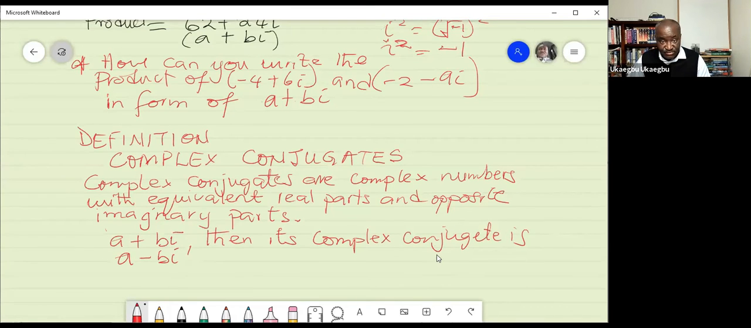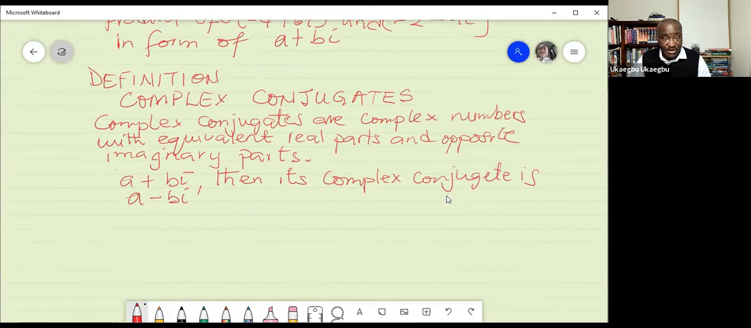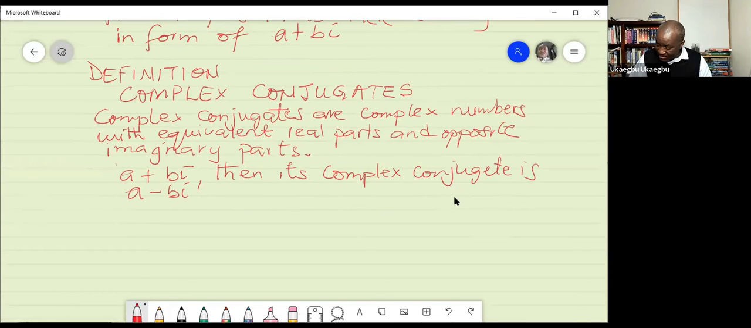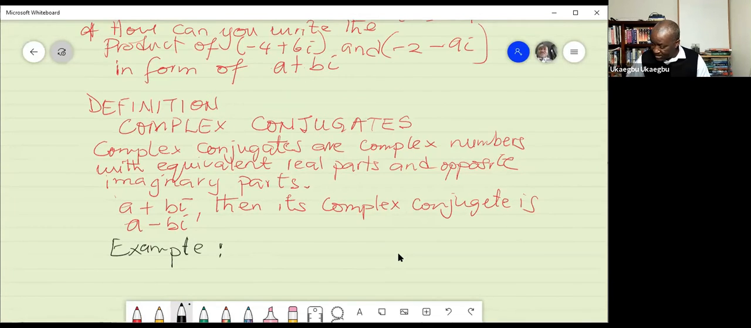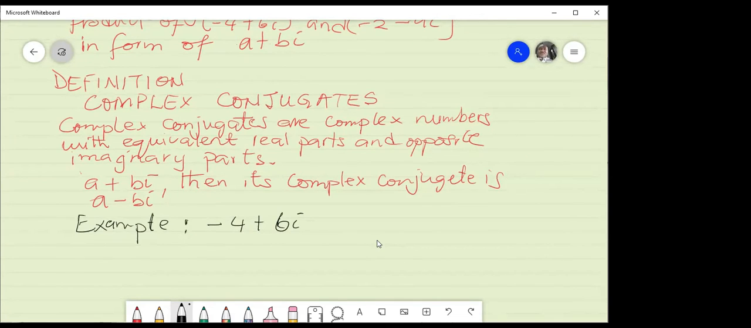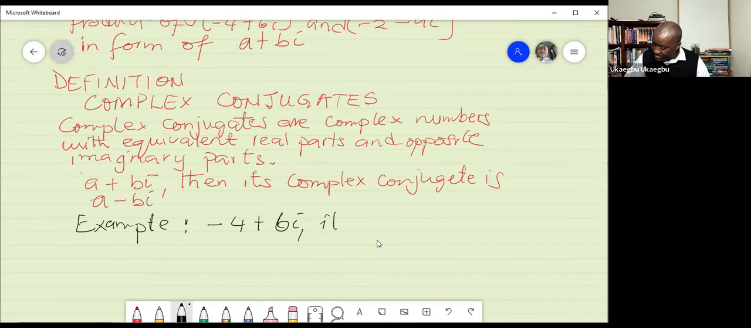So for example, let us use the same number that we had. Example, the same number that we used: negative 4 plus 6i. So what is the complex conjugate of this? Negative 4 minus 6i. Exactly. So its complex conjugate is negative 4 minus 6i.